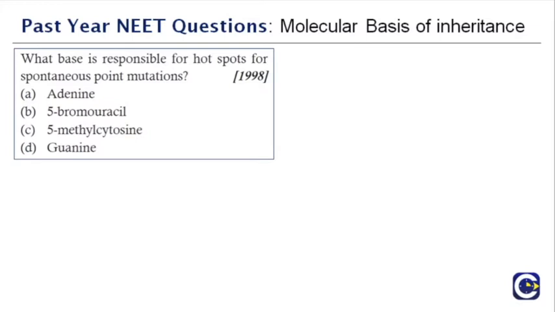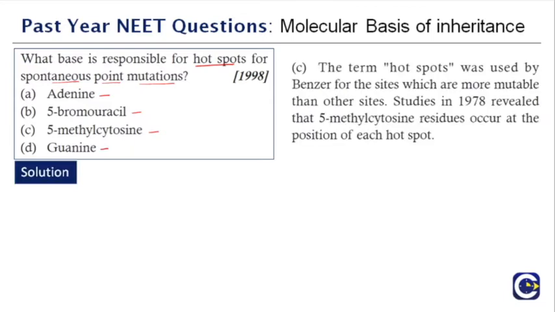What base is responsible for hotspots for spontaneous point mutations? Is it adenine? Is it 5-bromouracil? Is it 5-methyl cytosine, or is it guanine? Again, it is a direct question. What base is responsible for hotspots for spontaneous point mutations? Which is the spot where spontaneous point mutation takes place? So what is the right answer? The right answer is C, 5-methyl cytosine.